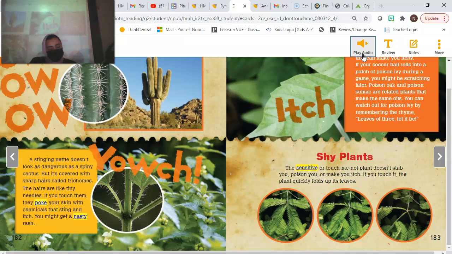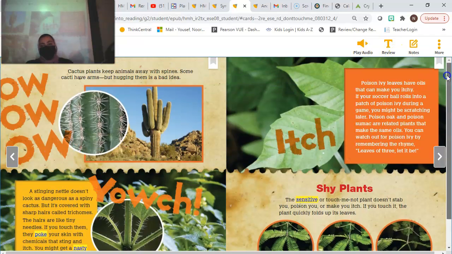Wow. What details about cactus plants and nettles add to your understanding of plant defenses? What do these plants have to defend themselves or to protect themselves from predators? They have thorns, sharp prickly ends, right? Even the nettle, it has sharp hairs, but they're teeny tiny, but they're like needles. Ouch. Ouch. Ouch. Yeah. All right, let's read the next page.